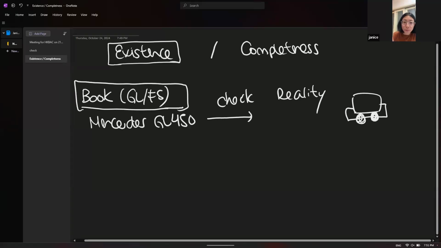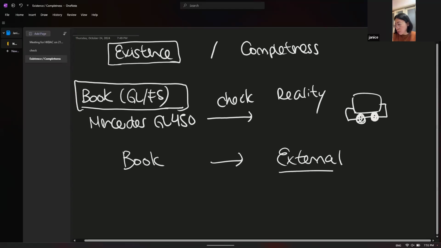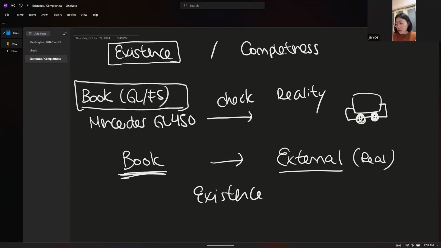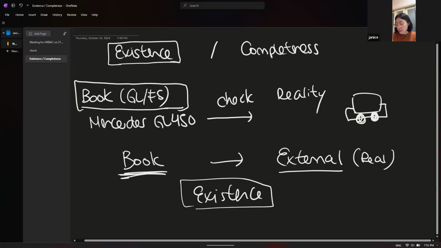So if we go from the book to external, to real life, we are checking if the car actually exists or not. We're checking whether whatever the client says he has really exists in real life. So from the book to external, it helps us to verify existence.